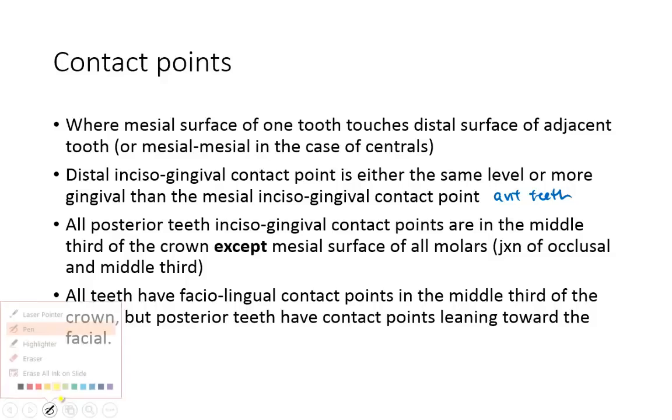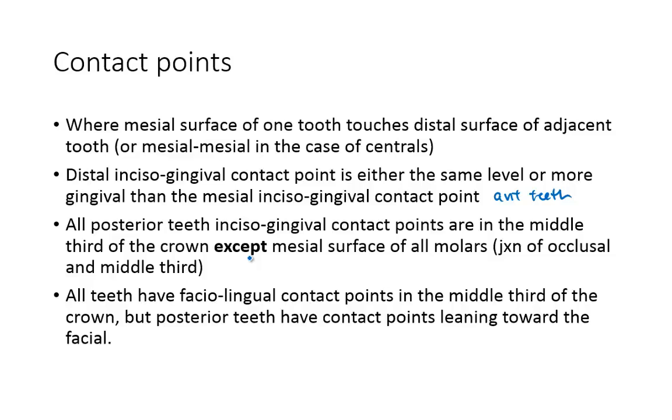So the final rule that we have here is that all posterior incisal gingival contact points are in the middle third of the crown except the mesial surface of all molars. And that's going to be the junction of the occlusal and the middle thirds. So that's just something you're going to have to remember for boards. Make sure you remember the exceptions because that's usually what the boards are going to test on. But for now, don't dwell too much on the rules.